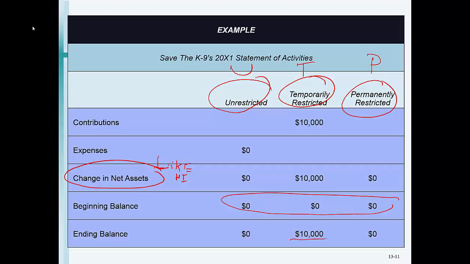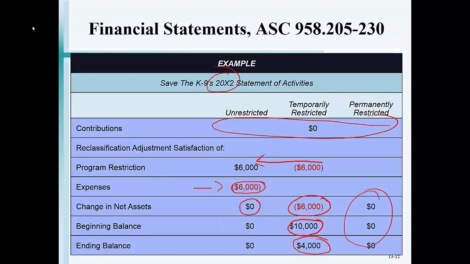And remember we had what? The PET mnemonic, put your pet in a not-for-profit. We satisfy the restriction through program, equipment acquisition, or time, right? Okay. Now, when we got to the next year in this little example, X2, we spent $6,000 the way the donor specified for us to spend that money. And so what happens when you satisfy a restriction, you have to show a reclassification adjustment on the face of the statement of activities. And remember, we showed the $6,000 coming out of the temporary restricted and going into the unrestricted.